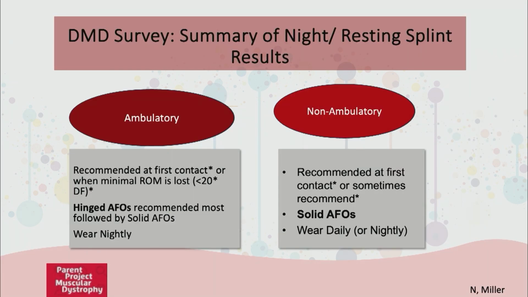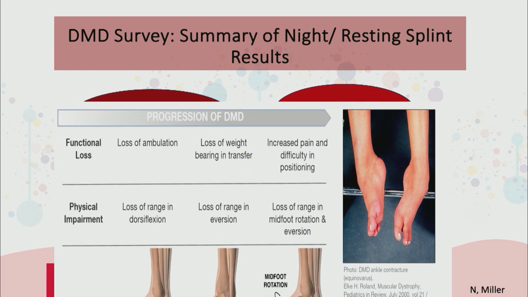In the survey that we looked at in Duchenne, orthotics or night splints were recommended. In ambulatory and non-ambulatory, the primary difference was that DAFOs or hinged AFOs were recommended for those who are ambulatory, while more of a solid AFO for those who are non-ambulatory.